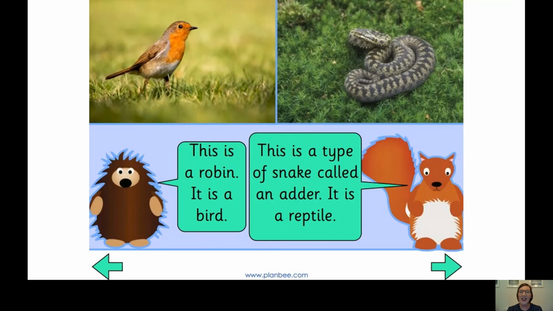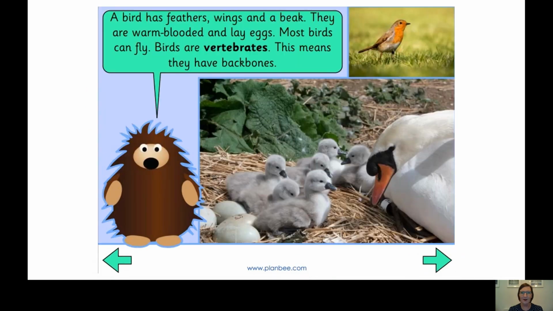So the bird is a robin. And this snake is an adder. And it's a reptile. Now a bird has feathers, wings, and a beak. And they are warm-blooded and they lay eggs. Most birds can fly. Birds are vertebrates.